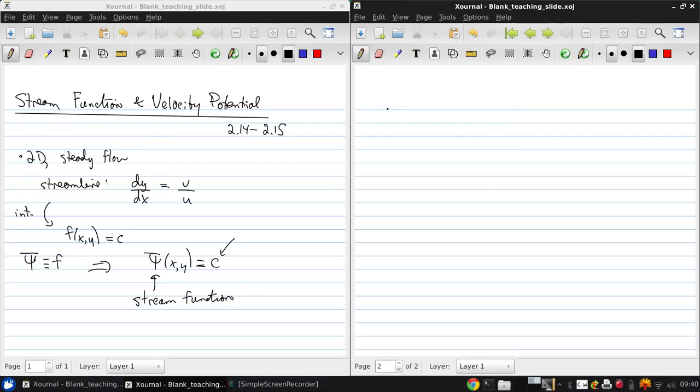Now, the mass flow per unit depth is given by the change in the stream function between two streamlines, say C2 minus C1. A really important property of the stream function is how its partial derivatives are related to the velocity field: rho times u is the partial of psi bar with respect to y, and rho v is minus the partial of psi bar with respect to x.